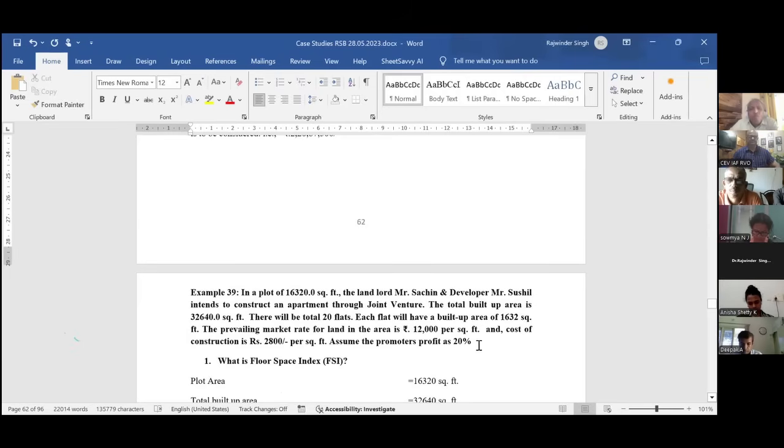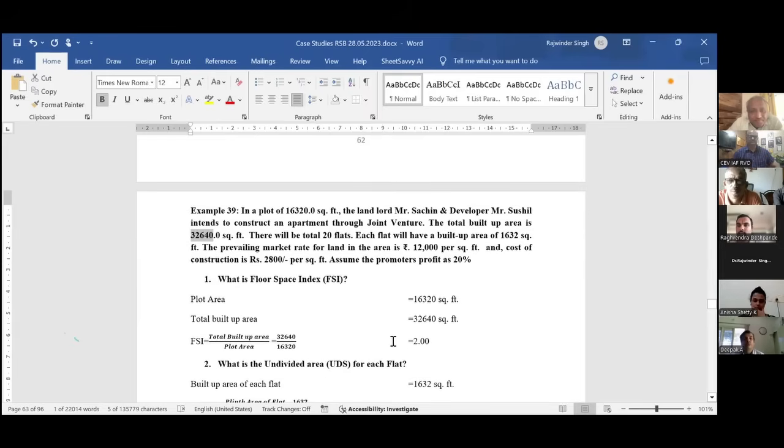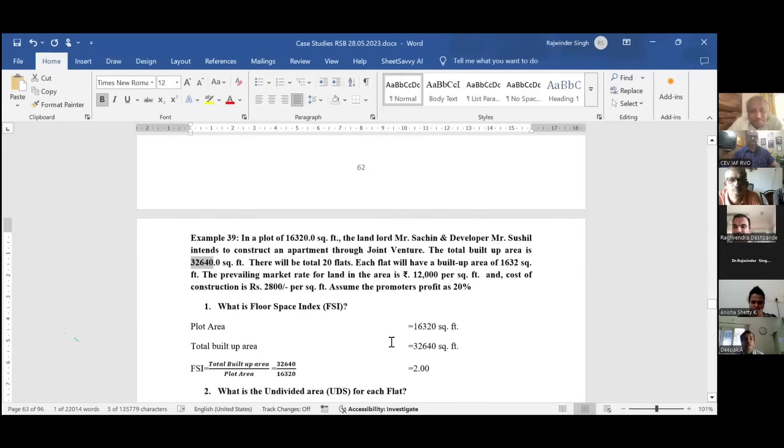What is a floor space index? What is FSI? Built-up area on all floors divided by plot area. So the built-up area is 2 times the plot, so FSI is 2. So what is the undivided share of land for each flat?